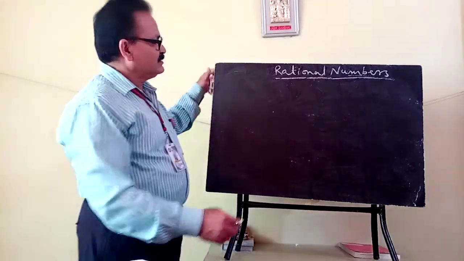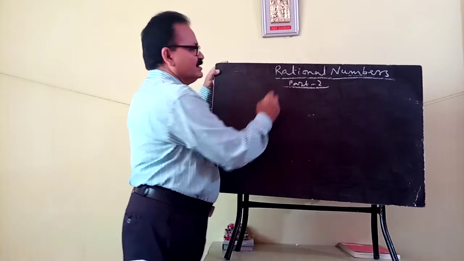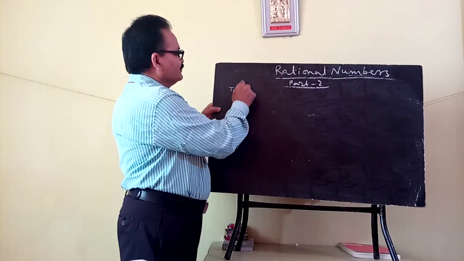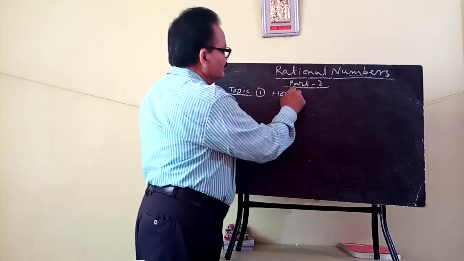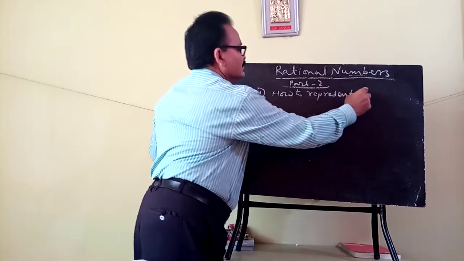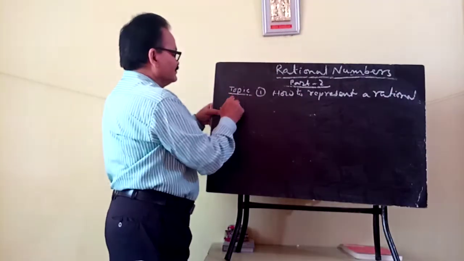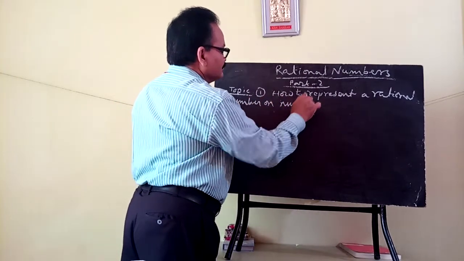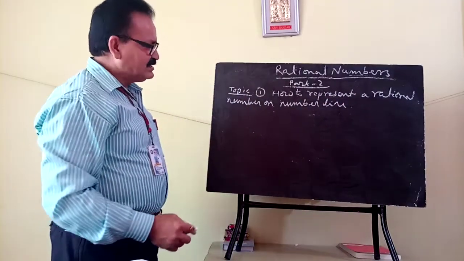Today we will start the next part, that is rational numbers part 2. In this case we will discuss how to represent a rational number on a number line. It is similar to that.